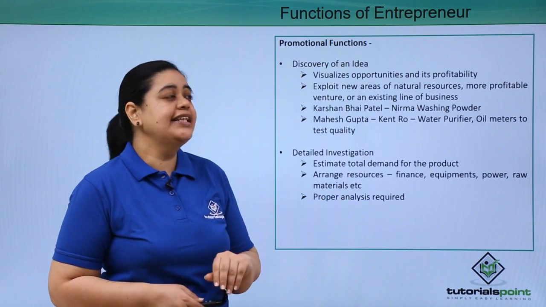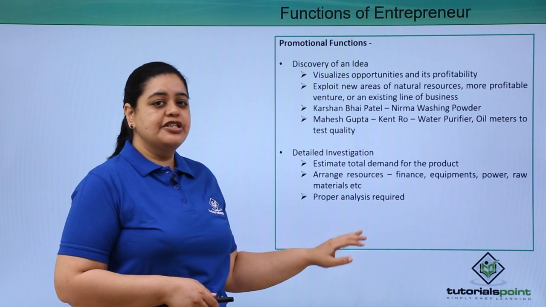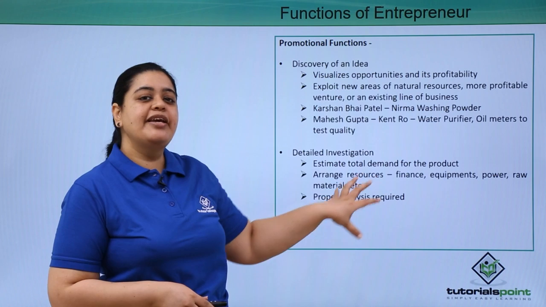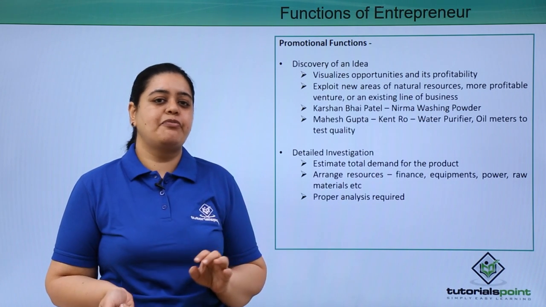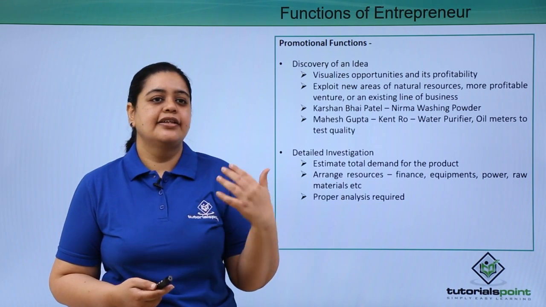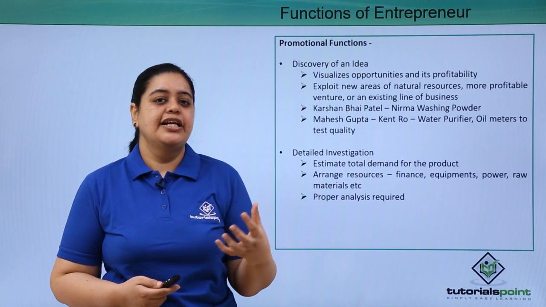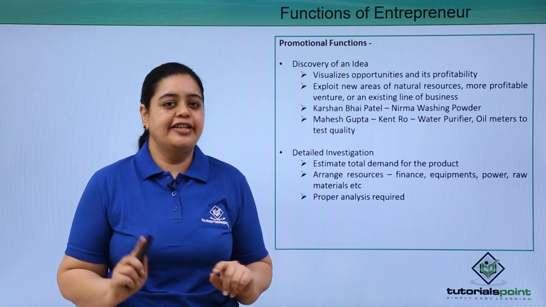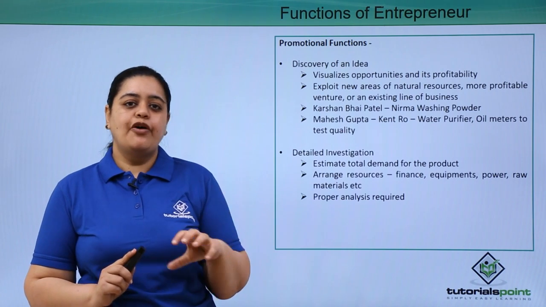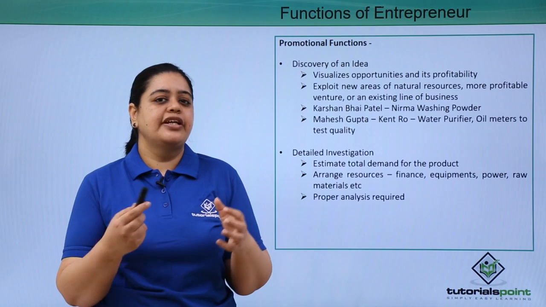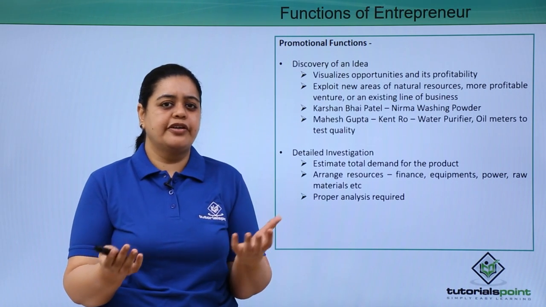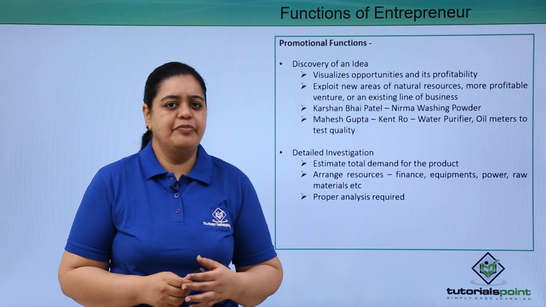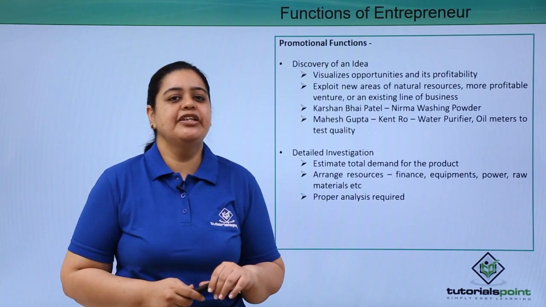The next is detailed investigation. See, the promotional function of detailed investigation involves that you should be able to estimate the total demand of the product. When I say I have introduced, let's say, noodles in the market, I should be able to estimate the demand. Let's take an example of how we do it. Suppose you want to introduce a cooker. You would be using all this in your family. Your mom would be using a cooker on a daily basis. Now, how would you estimate the demand?